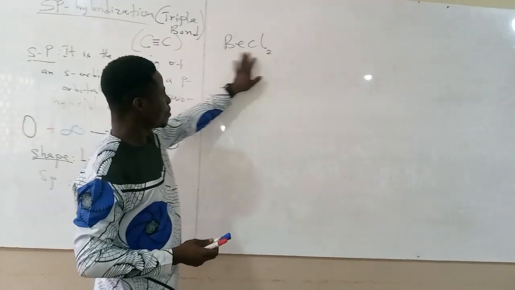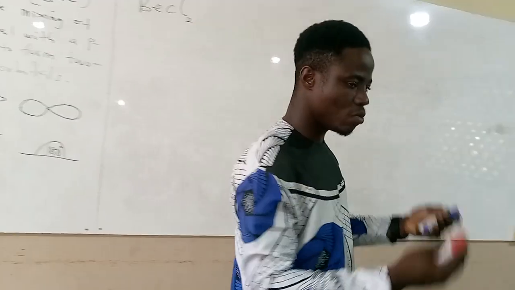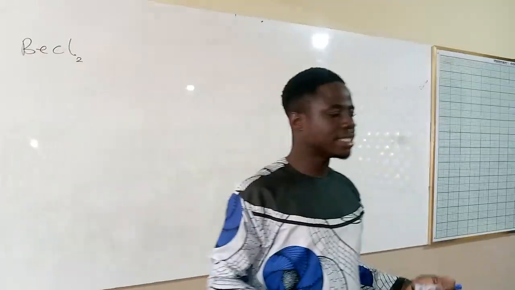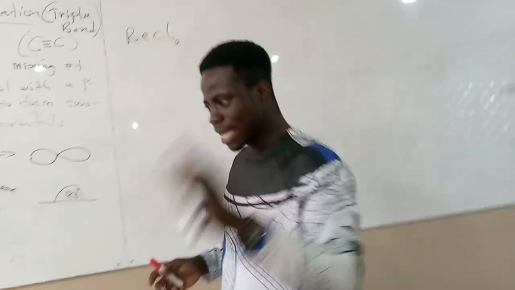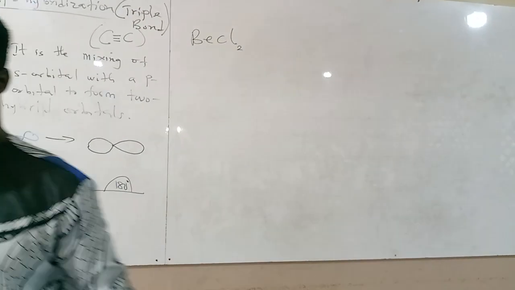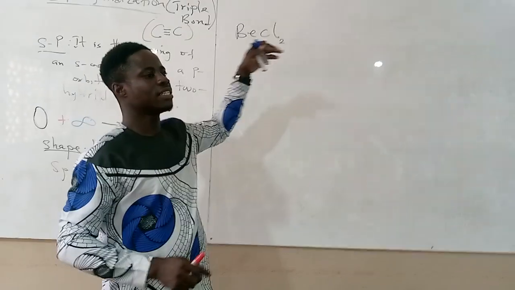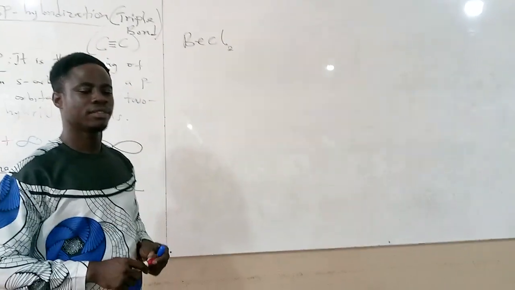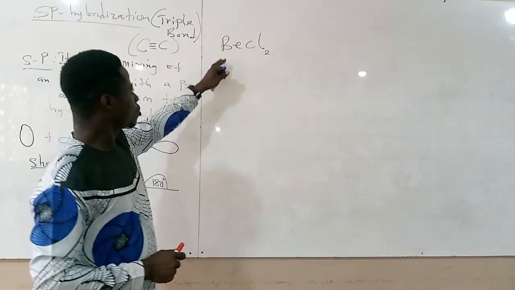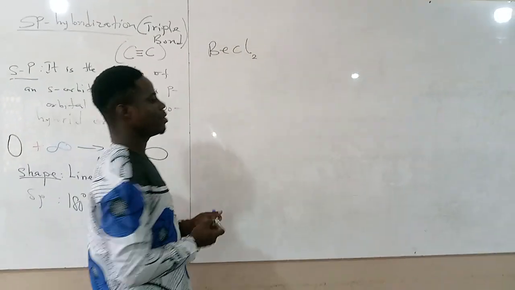So when you pick beryllium and chlorine, the question is, which of these two elements will be the most electropositive element? Pause your video and drop your answer in the comment section. So beryllium and chlorine, which one is the most electropositive element? I hope you got it right. The most electropositive element here is beryllium.